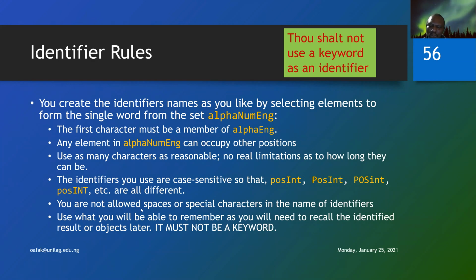You are also not allowed to use spaces or special characters in the name of an identifier. If you are tempted to use spaces, use an underscore. If you must separate some of the words, use an underscore. It makes it look as if you have used a space, but you cannot use a real space. The underscore is counted as a character. Use names you'll be able to remember, as we need to recall the identifiers' results or objects later. Most of the time you use identifiers because you want to refer to them at another point. But it must not be a keyword. Remember, the first rule is thou shalt not use a keyword as an identifier.